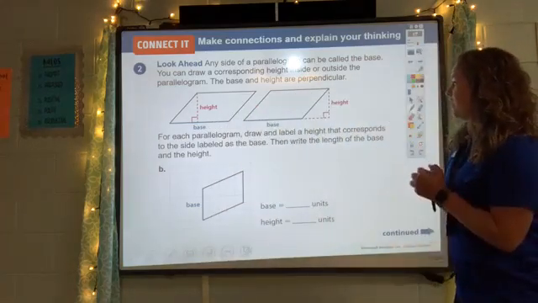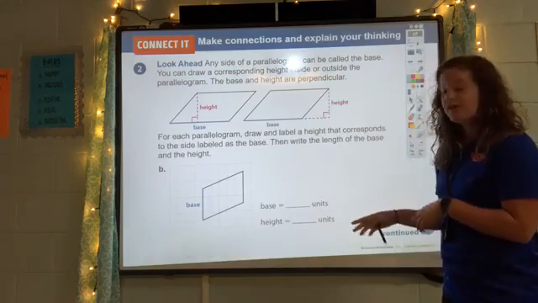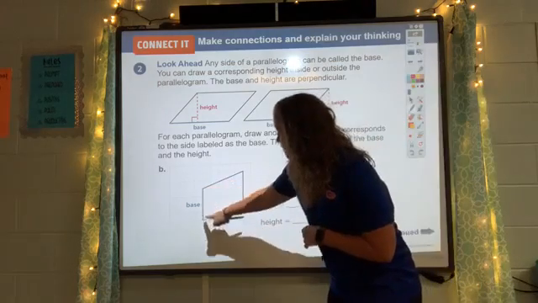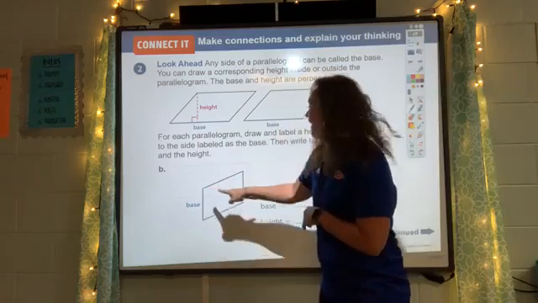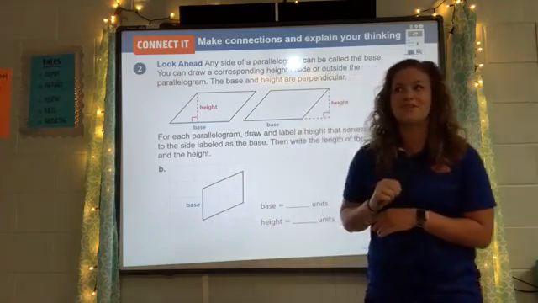Now, in B, I'm going to give you a minute to try this one by yourself. Remember, it has the base labeled for you, and when you go to find that height, you go from a corner all the way to the opposite side. So go ahead and take a minute and do that one.